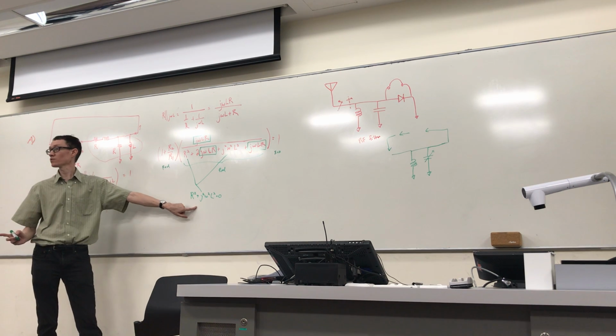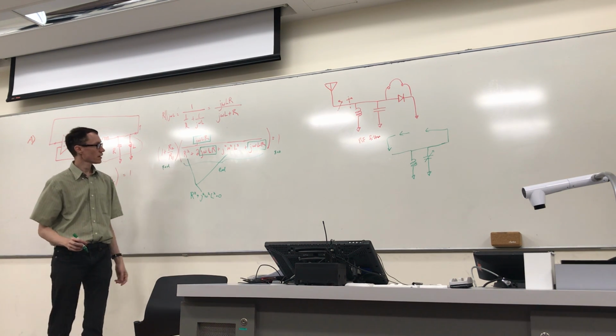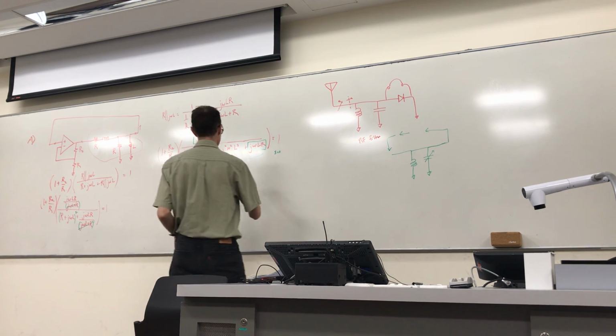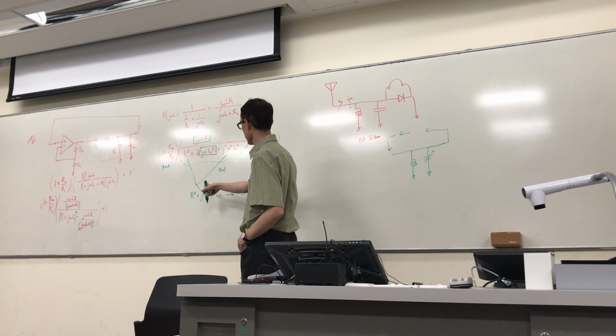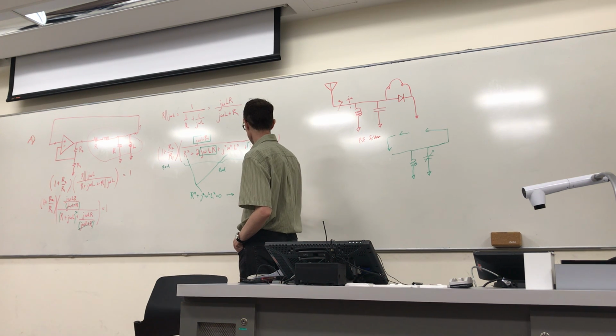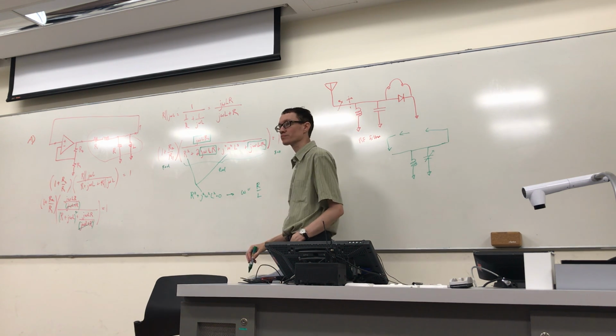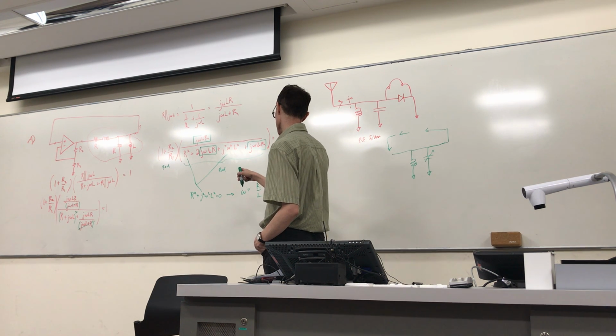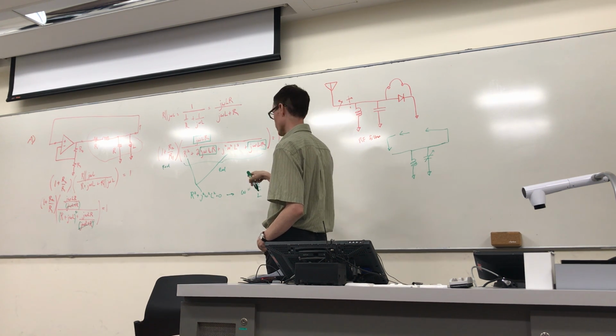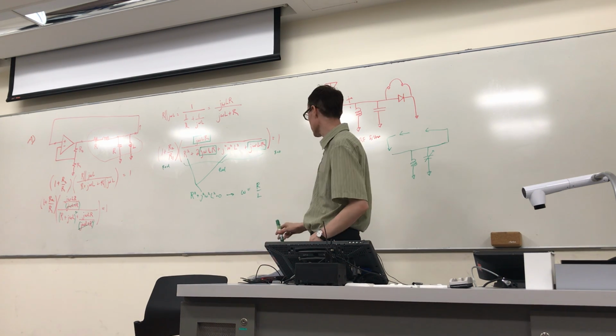Our j squared is minus 1. And this gives me the frequency of oscillation. Omega equals R over L. Yeah.